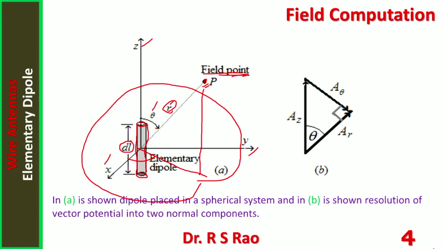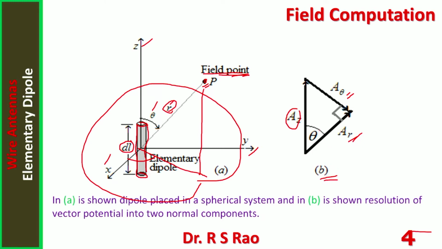In part B, this diagram shows the resolution of A, the vector potential, which is entirely in the z direction, Az, into two components, a radial component and a theta component. The current in the elementary dipole is in the z direction. It gives rise to magnetic potential in the z direction because the potential's direction is the same as the current direction. So at point P, the potential is in the z direction. So Az is due to the dipole.